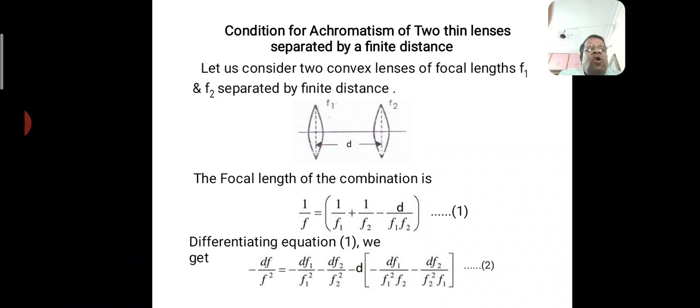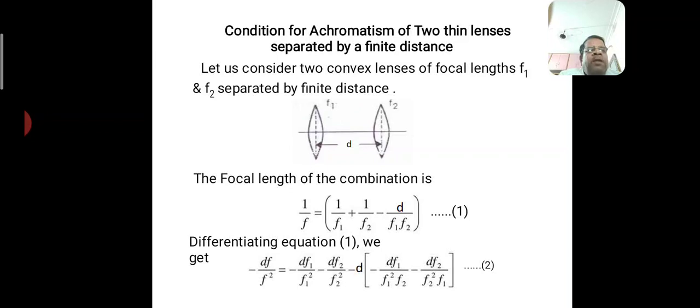The focal length of the combination is given by 1/f = 1/f1 + 1/f2 - d/(f1 f2). Take it as equation 1. Differentiating equation 1, we get the derivative of 1/f as -df/f². The derivative of 1/f1 is -df1/f1². The derivative of 1/f2 is -df2/f2². Minus d, taking d outside, we get inside the bracket 1/(f1 f2).